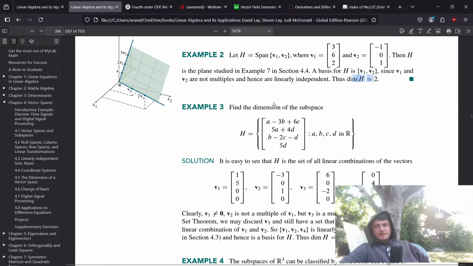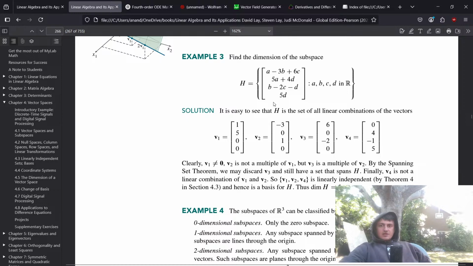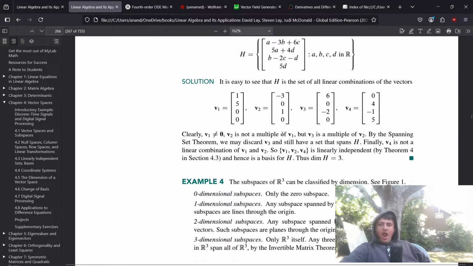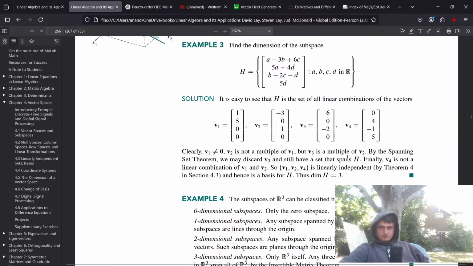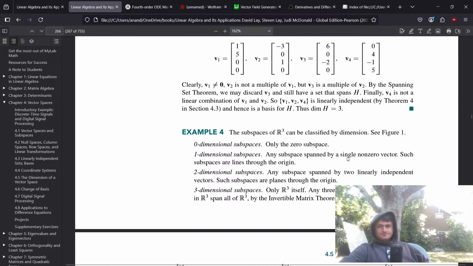All right, here we go. Here's an example. Find the dimension of this subspace. All right, so you write it all out. We can discard 3 because it's a multiple of 2. Okay, that's okay. Cool.